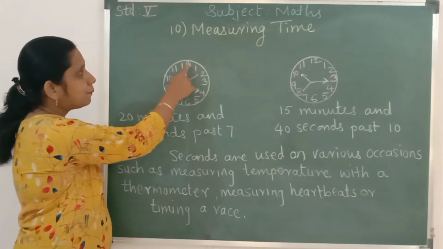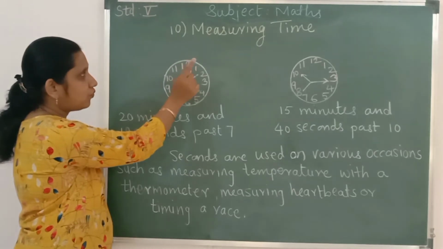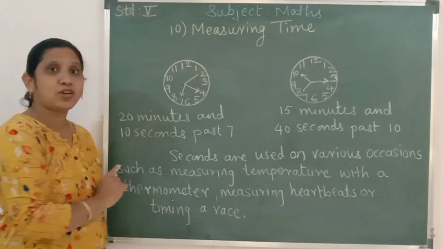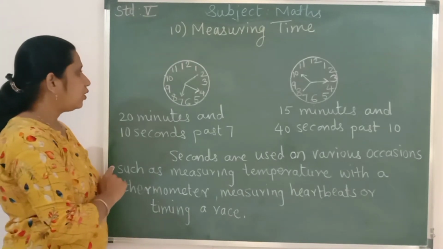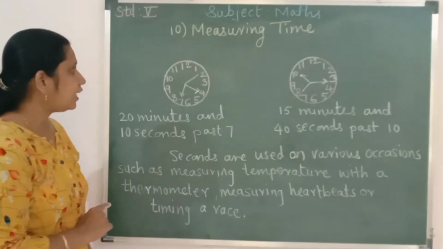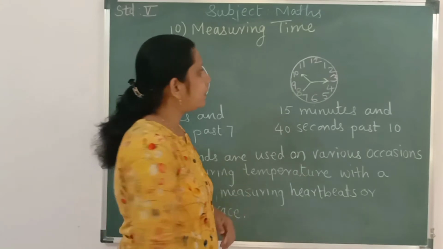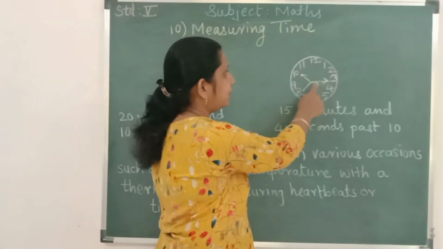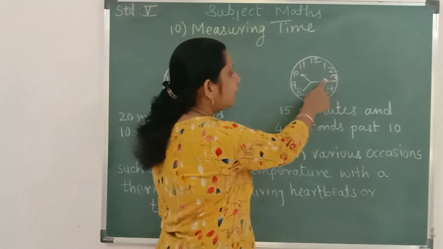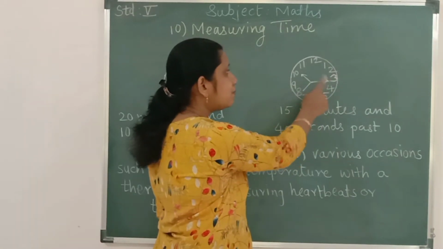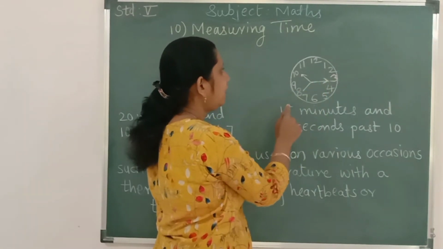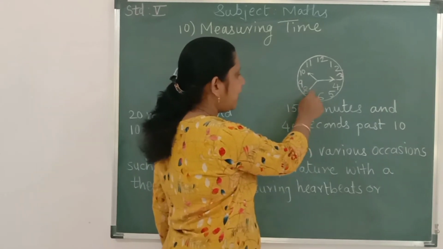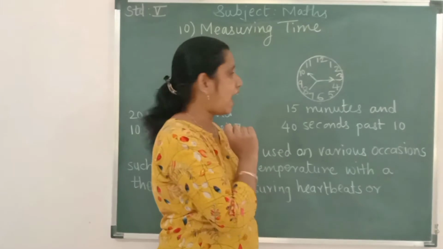This gap between 12 to 1 is of 5 minutes, 1 to 2 is of 5 minutes, so like this it is 10 minutes. Okay, now let us see one more example. Here our hand is on 10, the small hand. This longer hand is on 3, which is the minute hand, and this one is on 8, which is the second hand.